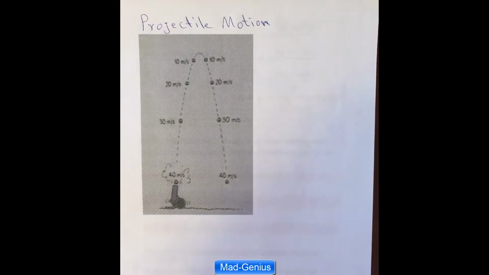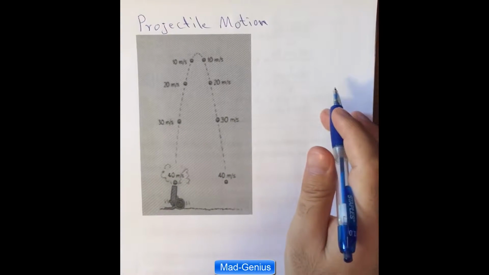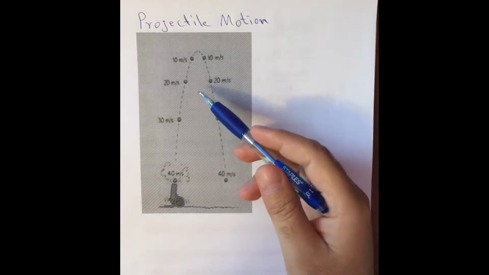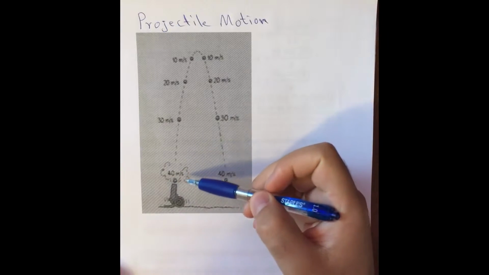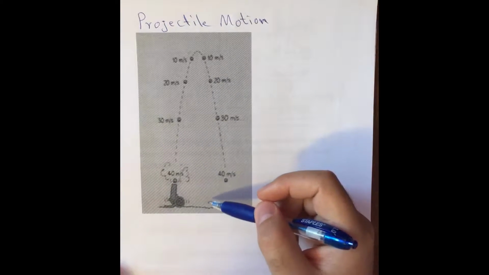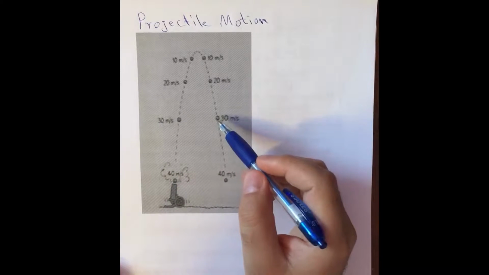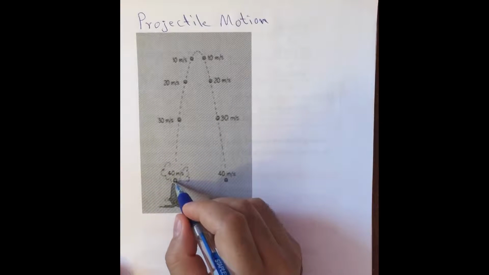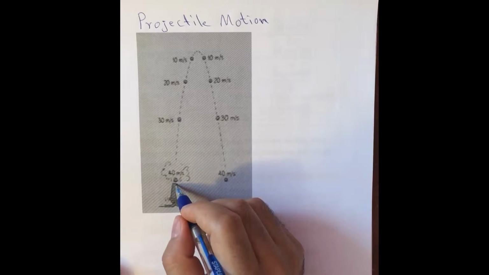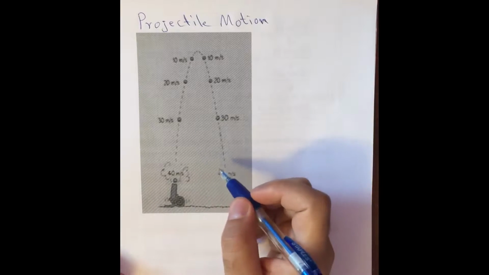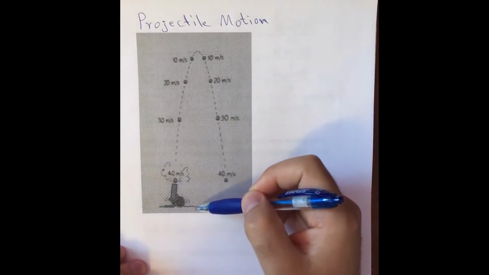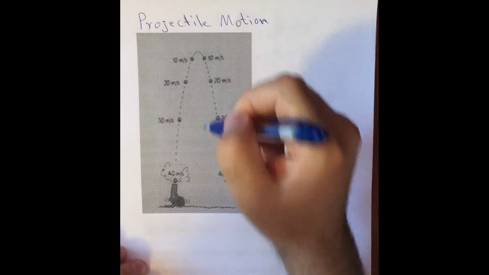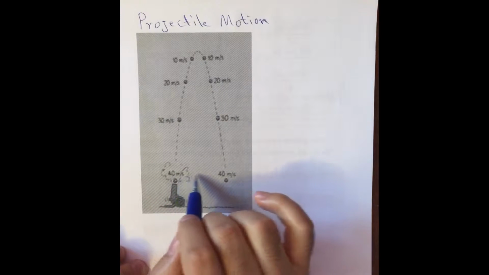Hello everyone, in this video I'll show you how to approach and solve projectile motions. This is an example of a projectile motion. Projectile motion usually forms a parabola, and as you can see here in this figure, this is a cannon. It fires a cannonball. The initial velocity at the muzzle of the cannon is 40 meters per second. The speeds on the other side of the parabola, if you draw a line of symmetry, are the same at each height.